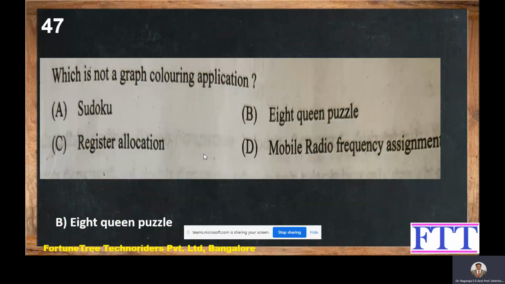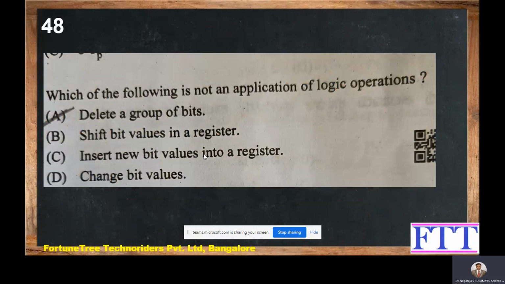48th question. Which of the following is not an application of logic operators? Option A, delete a group of bits. Option B, shift bit values in a register. Option C, insert new bit value into a register. Option D, change bit values. So the right answer is option A, delete a group of bit values.